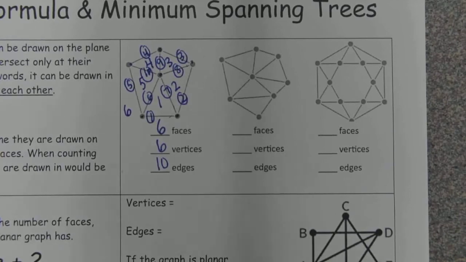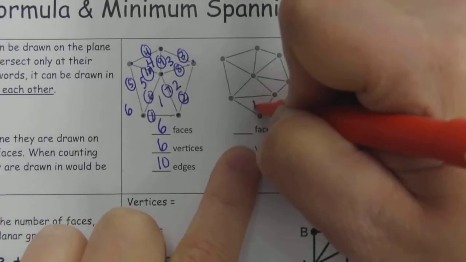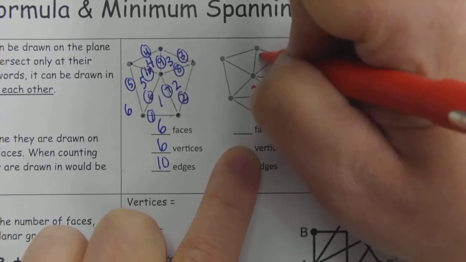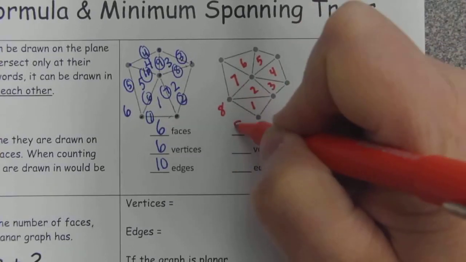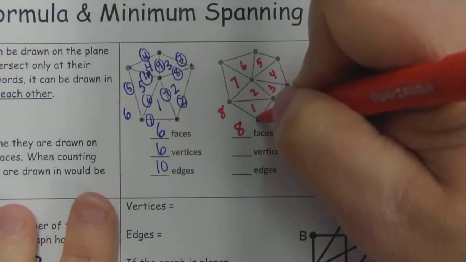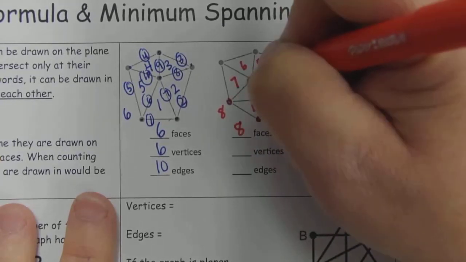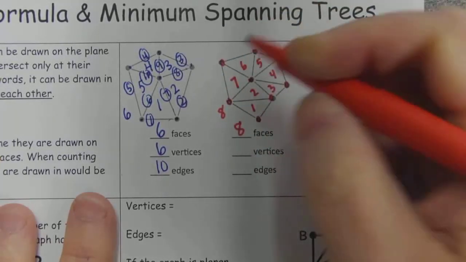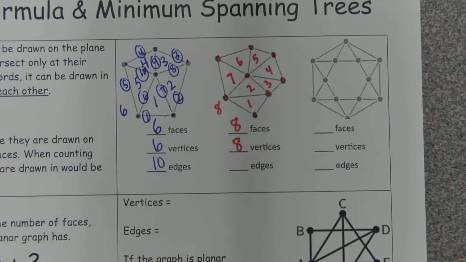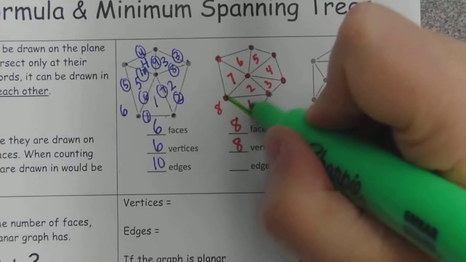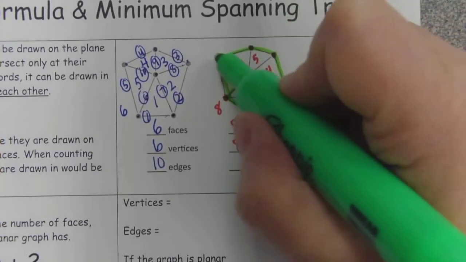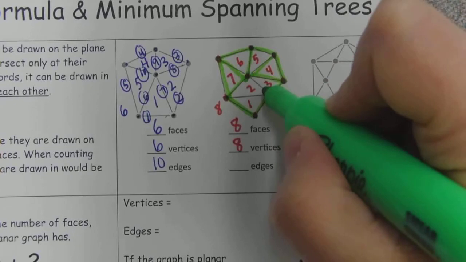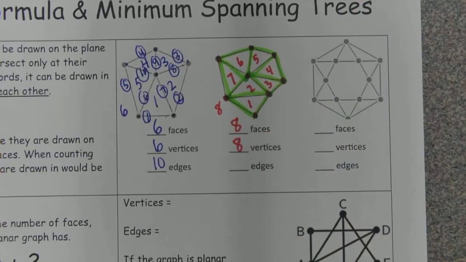Now it's not necessary to junk it up like that. If you want to, you could even do it with different colors. So faces, I have 1, 2, 3, 4, 5, 6, 7, 8, counting the plane that it's drawn in. Vertices, I have 8. And then edges, sometimes I like to just use a marker and trace them so I don't get confused which ones I've done. So 14 different edges.